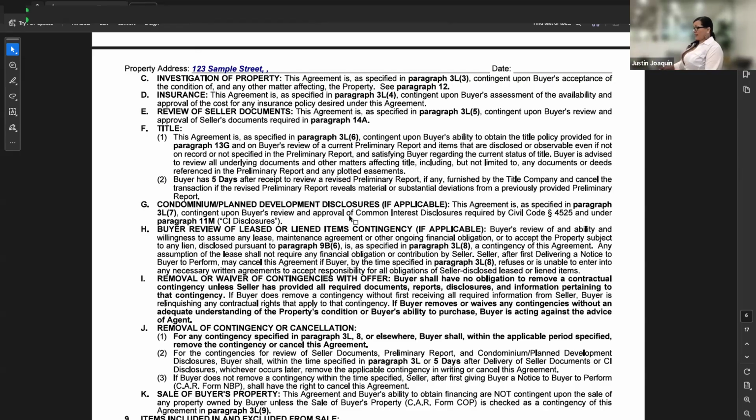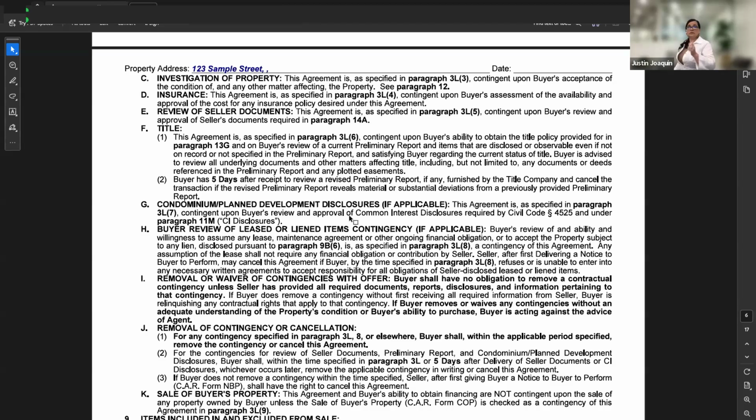Next contingency, insurance. Insurance, we said, is its own independent contingency. Make sure we know it's completely separate from the loan contingency, and it's a two-part contingency. It's conditioned upon buyer's assessment of the availability of insurance and approval of the cost. Two things. Number one, we need to make sure that insurance is available in this area. And even if there is insurance available, you need to make sure you're comfortable with the cost of it.